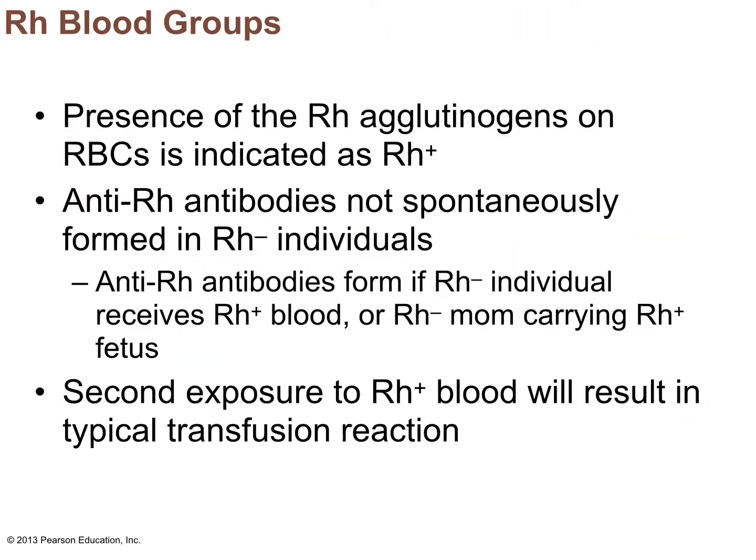So there is another antigen called the Rh antigen. It was actually identified in rhesus monkeys, and so that's where the Rh came from. And this is called the Rh factor. If you have the Rh antigen on your red blood cells, then you are Rh positive. If it is absent from your blood, then you are Rh negative.